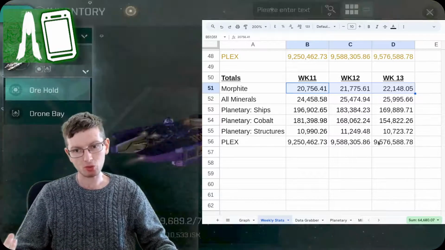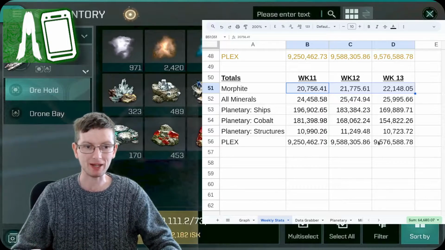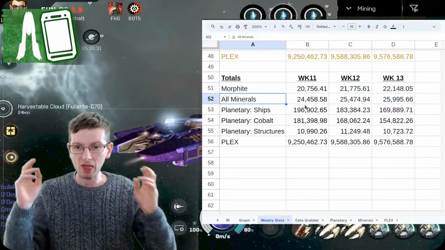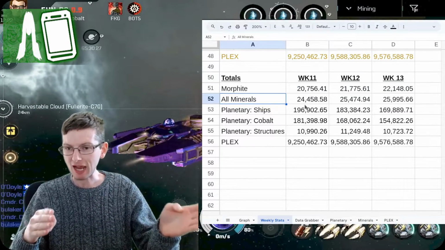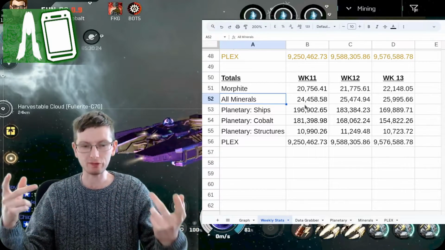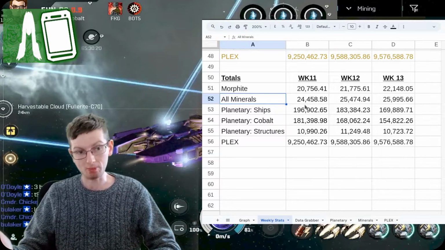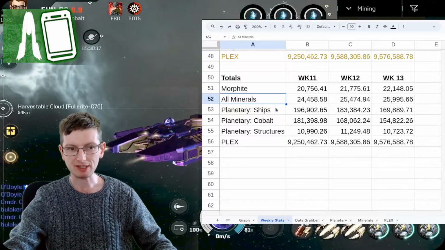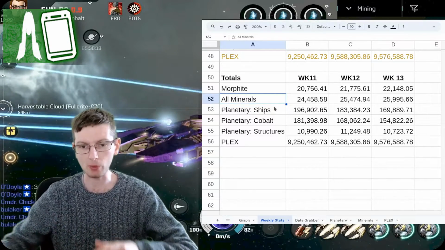Week 11, 24.4 thousand for the cost of all minerals combined. That's one of each mineral that's currently available in the game. This started off at 24.4, as I've already said, and at the end of week 13, it had consistently gone up to 25.9. So there is an increase in demand here for minerals as a whole also. That is one nice thing to see for miners. The value of your ore holds is still consistently going up.